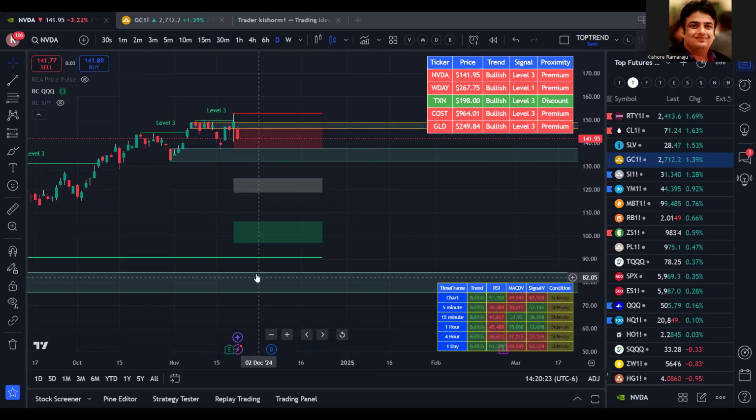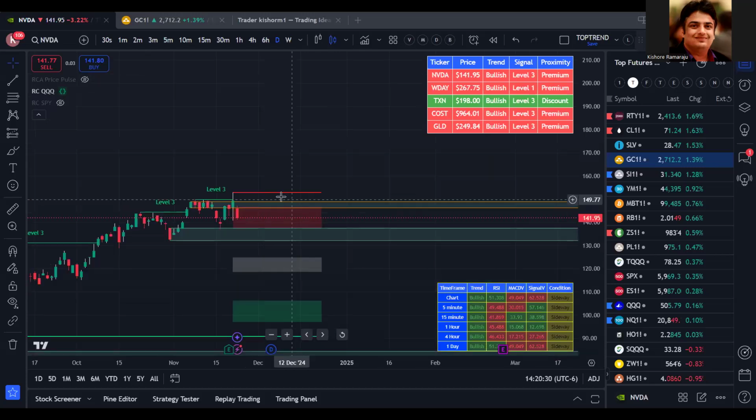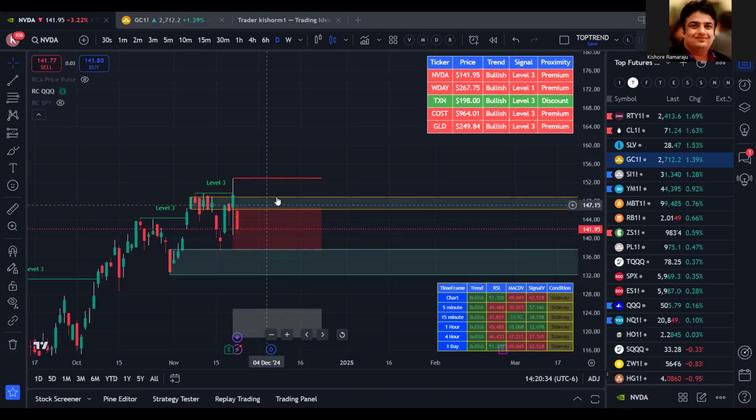One more component you need to understand is this is where there are a lot of buy orders. This is where there are a lot of sell orders. That means big companies are trying to short here or sell their stocks here. And also some companies want to buy here.